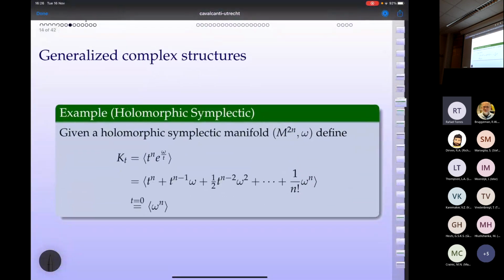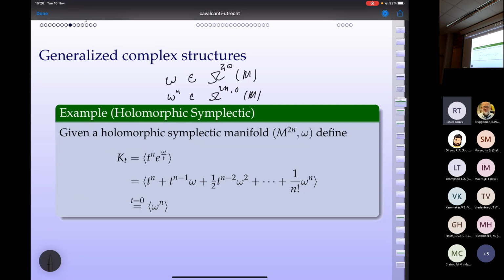If I had a holomorphic symplectic manifold, that means the manifold is complex, and omega is a complex symplectic form. So omega right now is a 2-0 form, which is symplectic on the T^{1,0} of the manifold. Which means in particular that omega to the n is a section of the canonical bundle, which is nowhere vanishing for the complex structure.